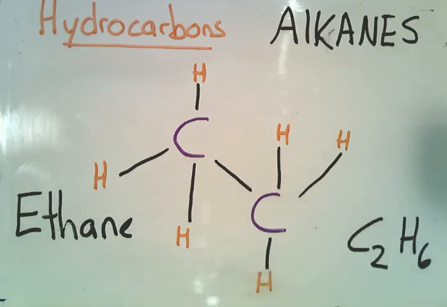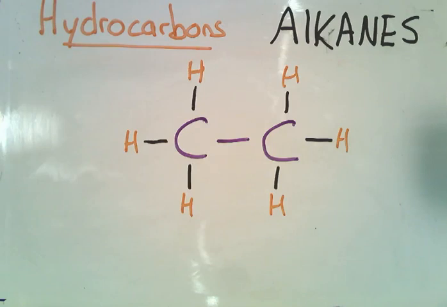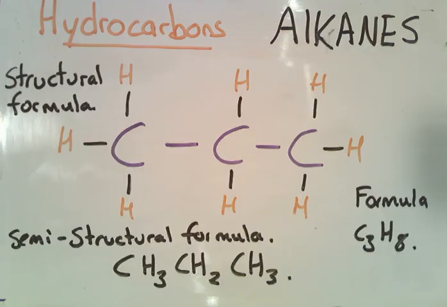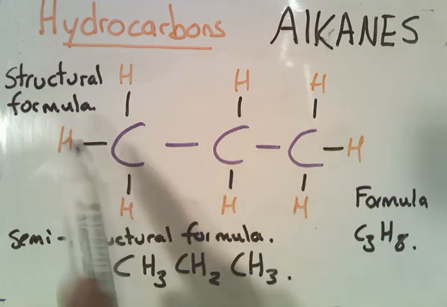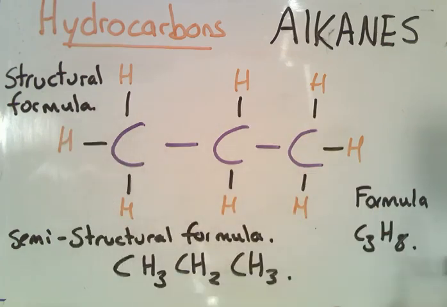The formula is C2H6, and the second one is called ethane. So from now on, instead of drawing them tetrahedrally, I'll just draw them like this simply. The next one in the series of alkanes is propane, which I haven't written on. When it's drawn out like this, it's called a structural formula. The simplest way of recording this is that you have 3 carbons and 8 hydrogens.